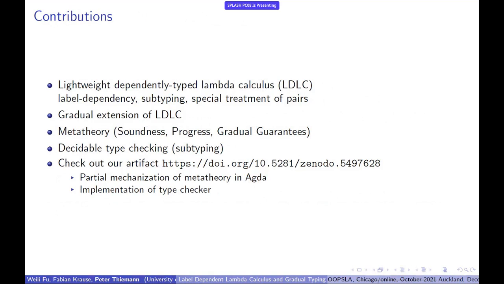Some part of the meta theory is mechanized. That's also in the description of the artifact. Meanwhile, we have more mechanized, which we didn't get around to back then. And there's also an implementation of the type checker. Meanwhile, there's also an interpreter, so you can also run those programs.